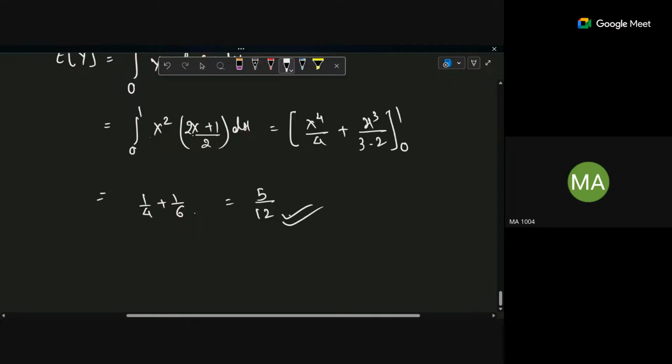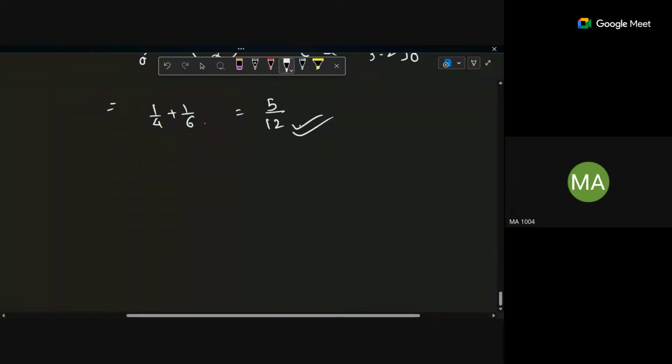So here it was just a calculation part, so I did it fast as there are some concepts to discuss. Okay, is it fine with integration? Should I move further? Yes, ma'am. Okay. So there is one more concept about joint distribution.